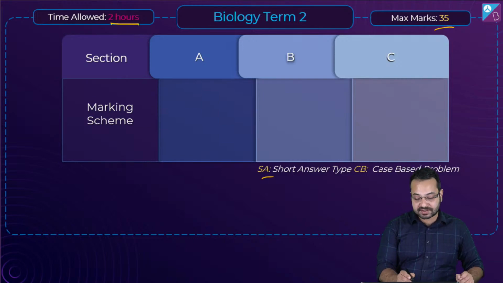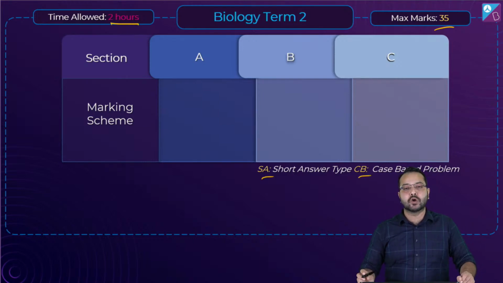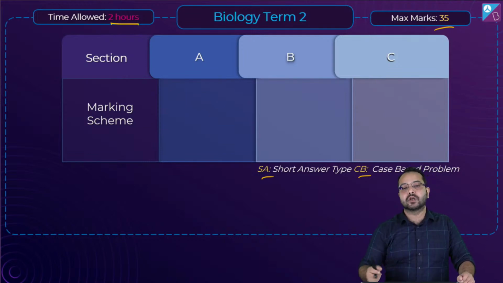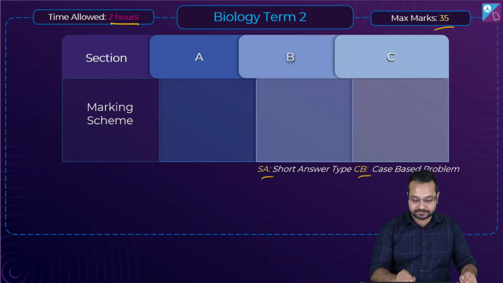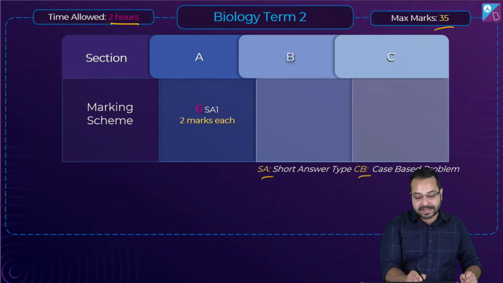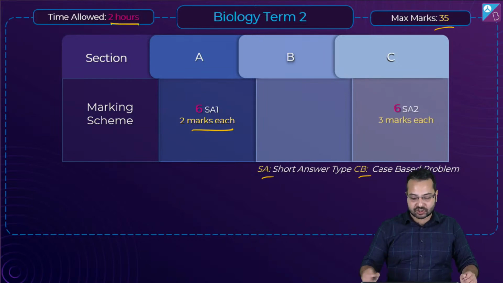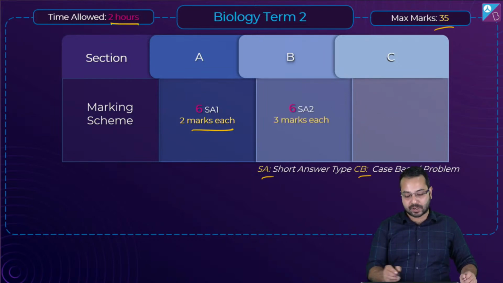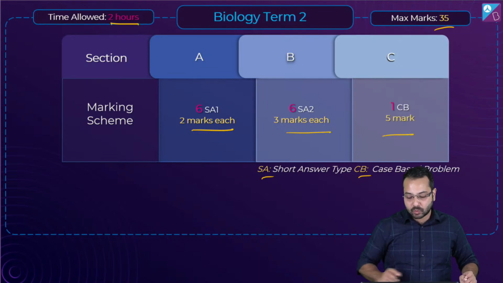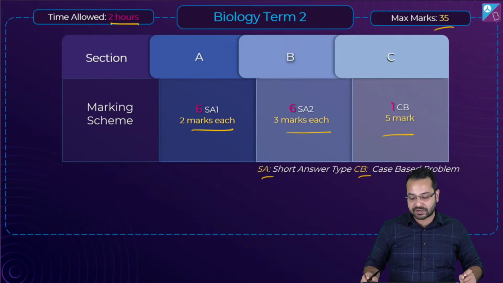Again, they are going to be short answer type questions and case-based questions. A major difference that we have seen here is that they have introduced these case-based questions, and they carry a good amount of weightage. In section A, there are going to be 6 short answer type questions carrying 2 marks each. In section B, there are going to be 6 short answer type questions which carry 3 marks each. And in section C, there's going to be 1 case-based question, which is going to carry 5 marks.